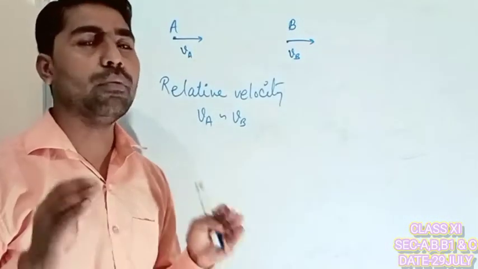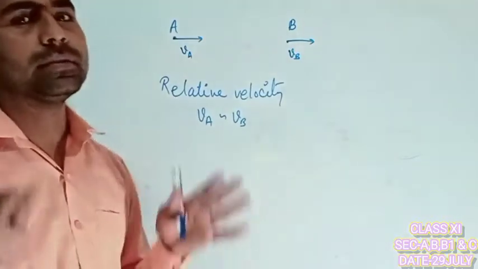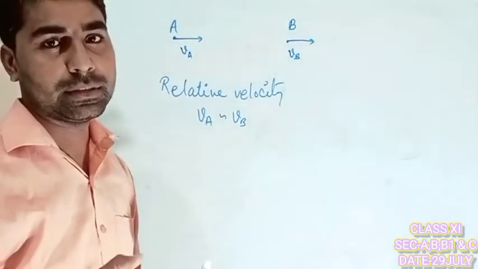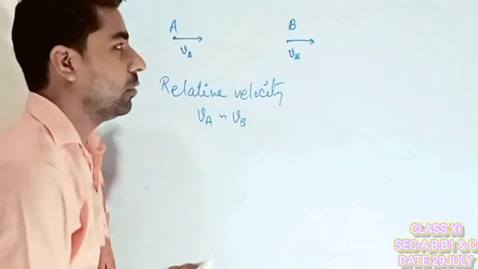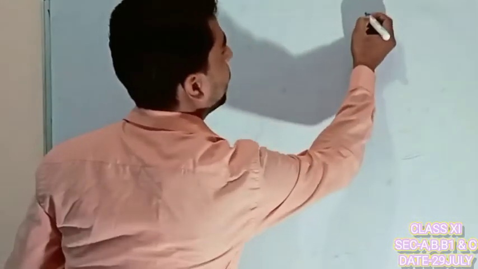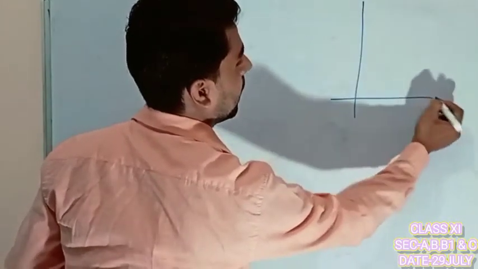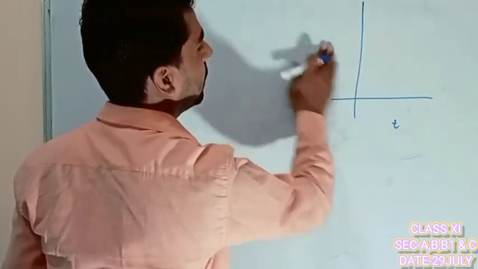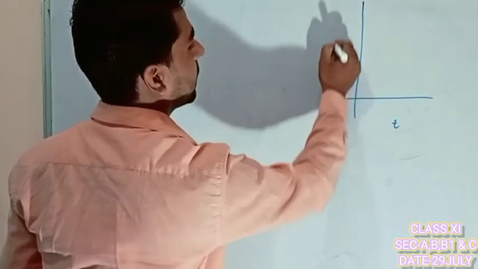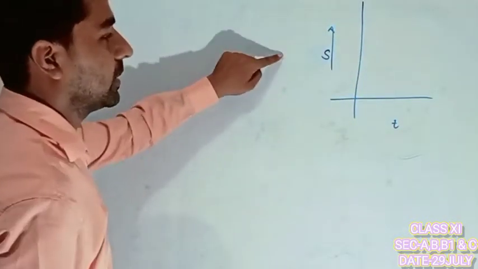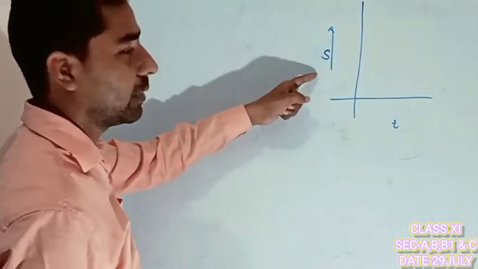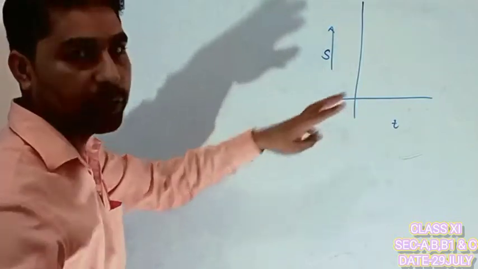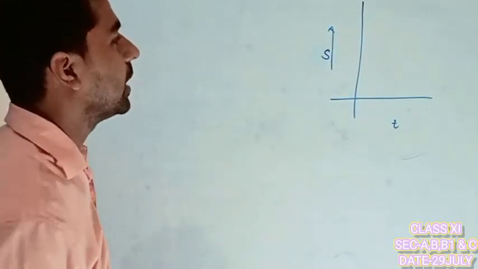Now suppose both of them are having the same velocity, equal velocity, then what will be their graph and how will they look? I'm drawing a graph, taking the time on this axis and the displacement on this axis. Whatever the unit of displacement and whatever the unit of time, I'm not going to discuss that.